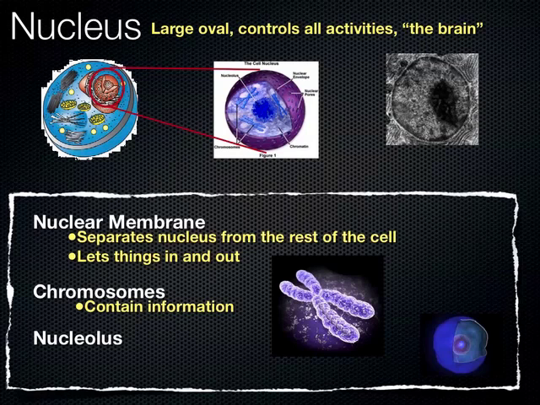Then finally, the last thing inside of the nucleus, this dark area here, is called the nucleolus, and it means little nucleus. So it's kind of like the nucleus, and it has a certain job to do. It makes another organelle. It makes an organelle that's called the ribosomes.